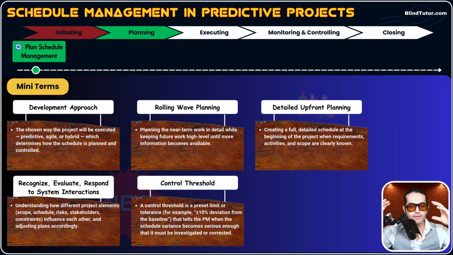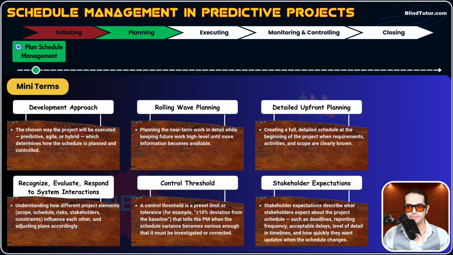The next term is stakeholder expectations. I think it's clear too. Stakeholder expectations describe what stakeholders expect about the project schedule. We're tailoring these concepts to the schedule part of the project, guys. So stakeholder expectations means, what do stakeholders need about the project's schedule? For example, deadlines, reporting frequency, acceptable delays, level of detail in timelines, and how quickly they want updates when the schedule changes. These are stakeholder expectations for the schedule part of the project. Awesome. We learned 6 good terms and mini terms for the plan schedule management process.